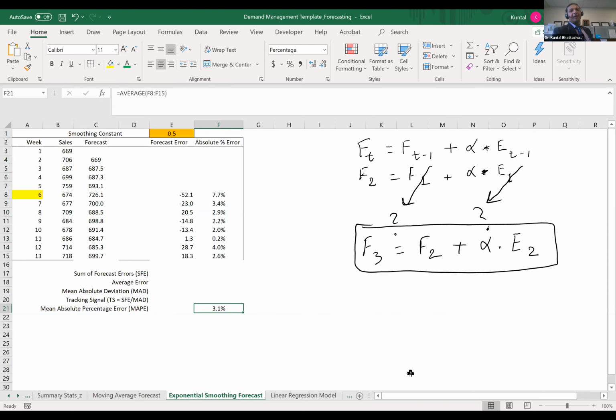you are naturally inclined to say the 3 period moving average is still the better one, right? Because you want your MAPE value to be lower, not higher. So this is clearly a high one.